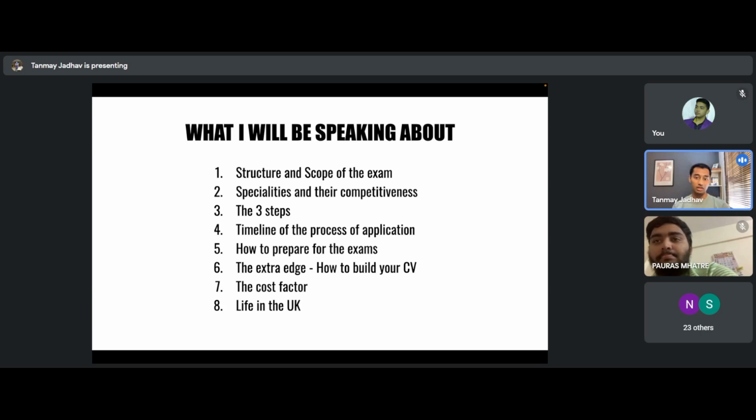the specialities and competitiveness of these specialities in the UK, because obviously you want to balance out your possibilities of getting in compared to India or the US, and then see where you fit into the whole grand scheme of things. The steps of how the exams and the registration for the UK works, that timeline for the process, which is very important, because if you want to have a timeline, possibly join in to residency with your peers, which I'm going to do.